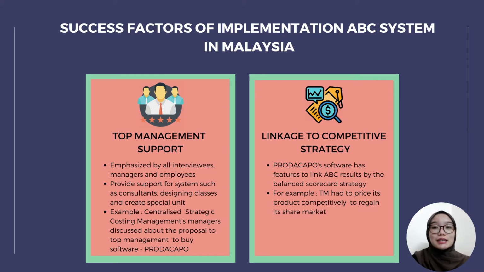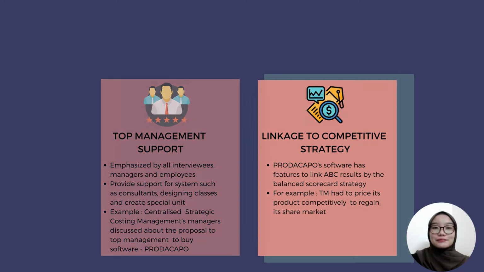Linked to the Product Capo software, we have another factor included in the successful factors in implementing the ABC, which is called linkage to the competitive strategy. Product Capo software has the features to link the ABC results to the balanced scorecard strategy. For example, Telecom Malaysia, or TM, had to price its product competitively to regain its market share.